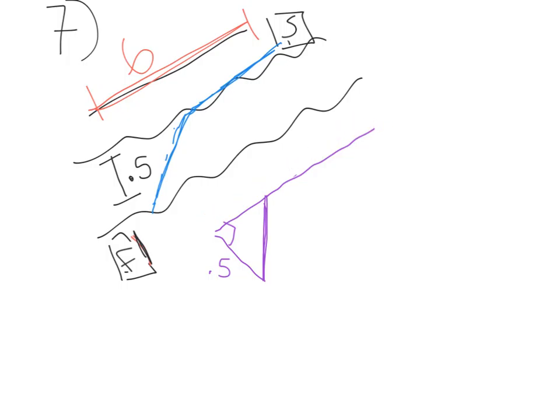Let's break it up. Why don't we call one thing x, and the rest 6 minus x. What do you think about making the hypotenuse y? Why not?